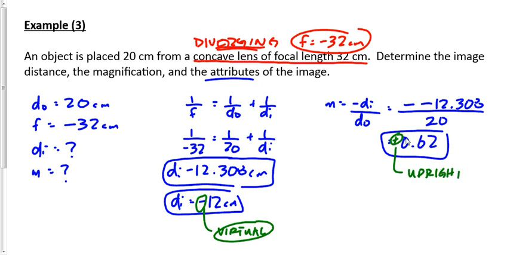Think back to the table. And the fact that it's a magnification that is less than 1 tells us that the image is smaller than the object. If we have a magnification that's greater than 1, the image is bigger. A magnification that's less than 1, the image is smaller. So we have an image distance of negative 12, a magnification of 0.62. The attributes are that it is a virtual image, an upright image, and a smaller image. And if you think back to your ray diagrams that we drew yesterday for concave or diverging lenses, this agrees nicely with that. All diverging lenses produce images that are virtual, upright, and smaller.